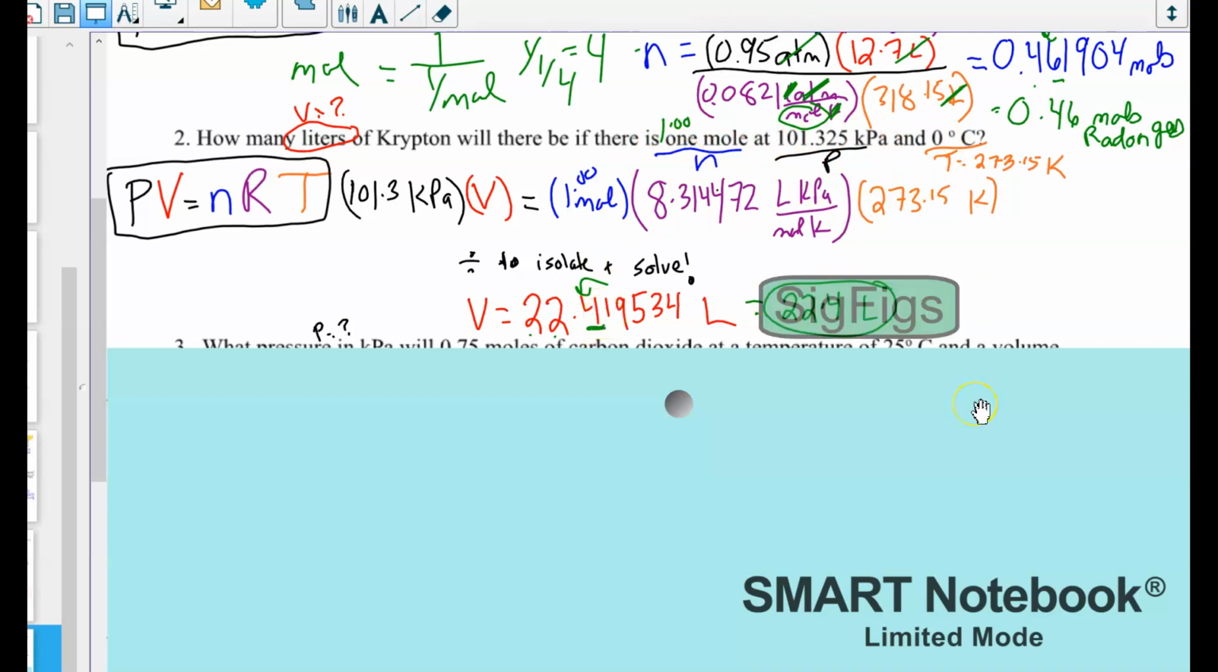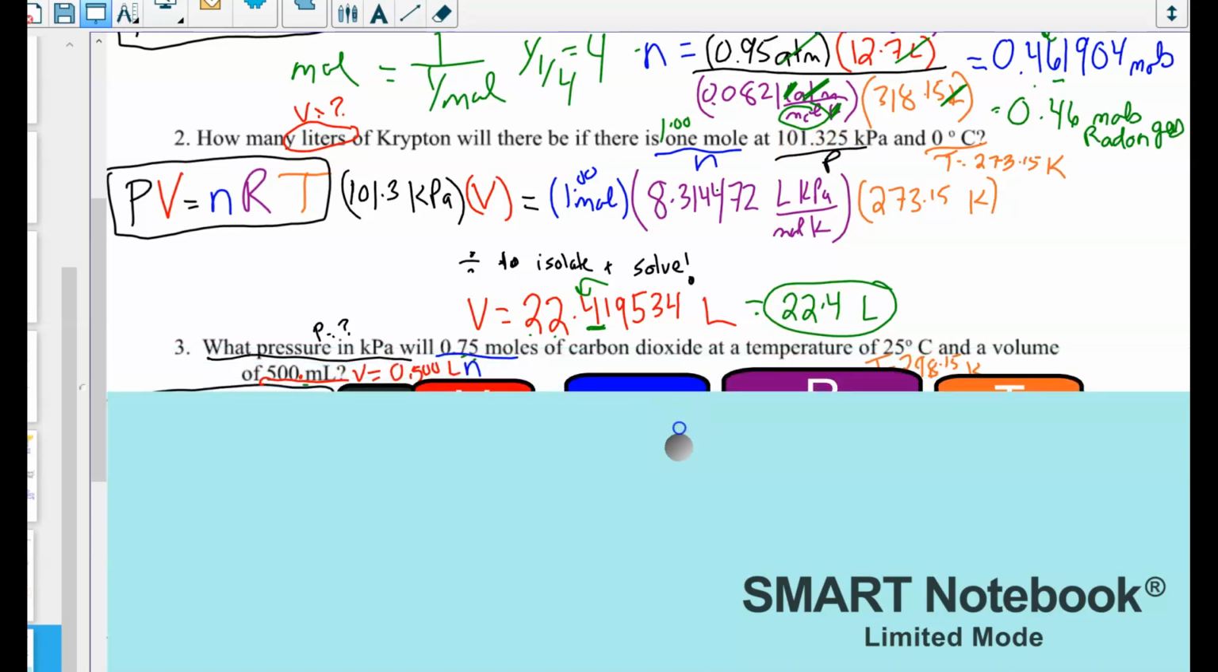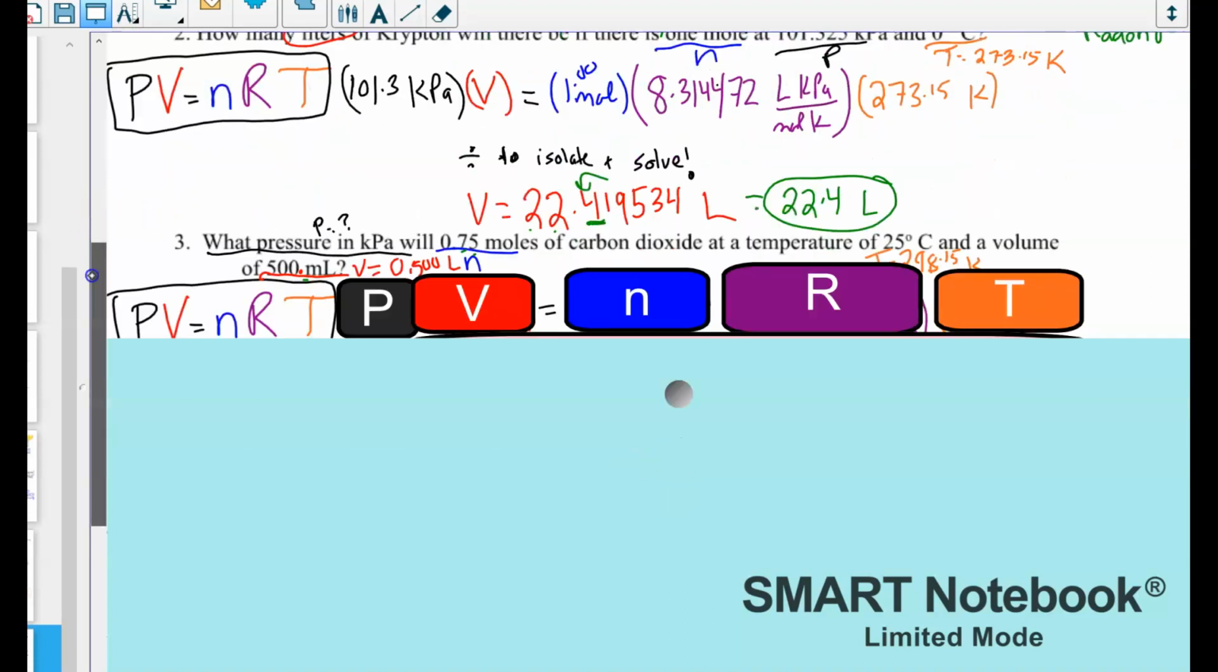When we round that to 3 sig figs, well, oh boy, what do we get? 22.4. So the ideal gas law supports that use of 22.4 in our Chapter 9. We were at standard temperature, which was 0 Celsius. Standard pressure was 101.325 kPa. And we got 22.4 liters, the volume of 1 mole. Oh, isn't science fun? It makes sense.